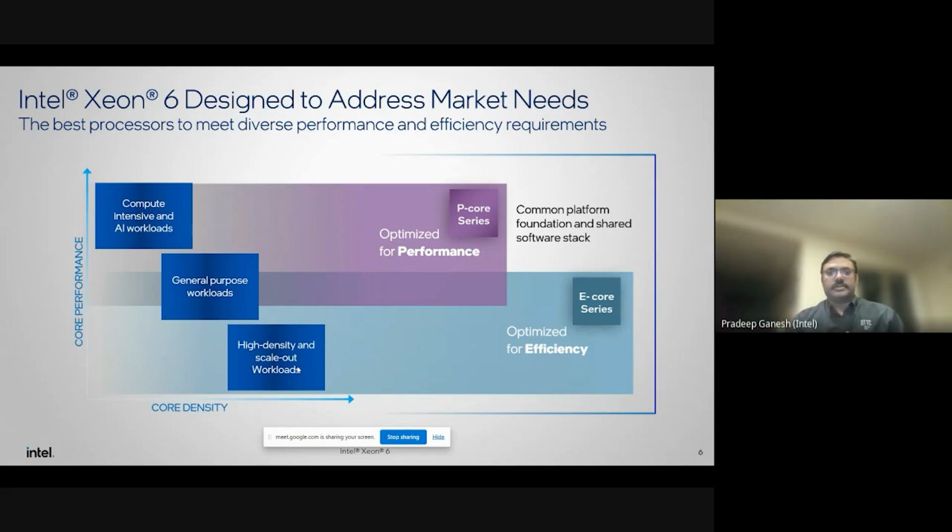The P cores are optimized for higher single threaded performance. So if you need compute intensive and AI workloads, you gravitate towards the P core solutions. And if your application is mostly microservice based and you need a lot of threads and better performance per watt, then you migrate towards E-core solutions, which are optimized for efficiency. E-cores are significantly optimized for performance per watt, and P-cores are optimized to give you the best performance.